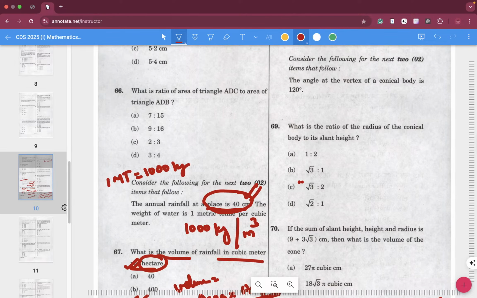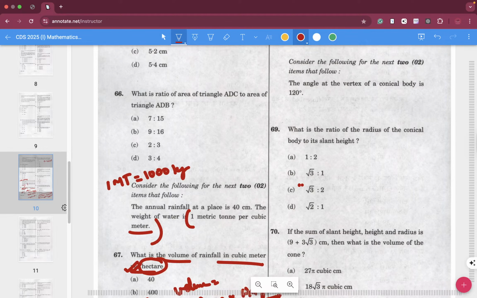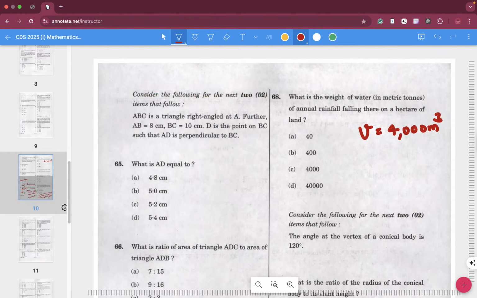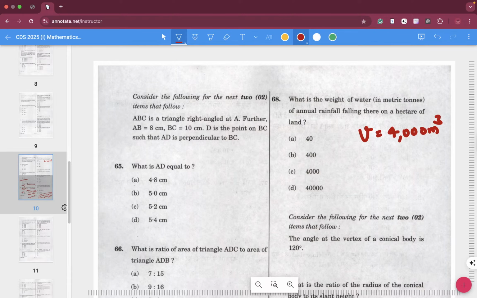They have also given, let's go back over here, that the weight of the water is 1 metric ton per cubic meter. The weight of the water is 1 metric ton per cubic meter, is what they are saying.